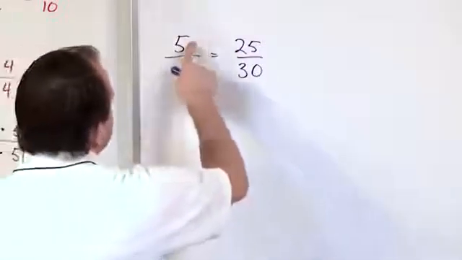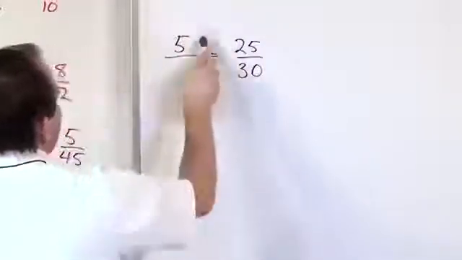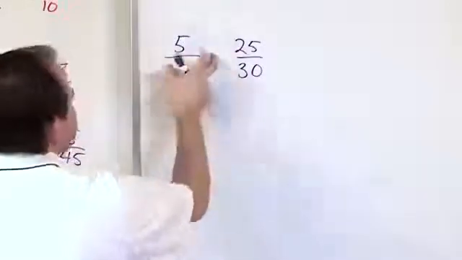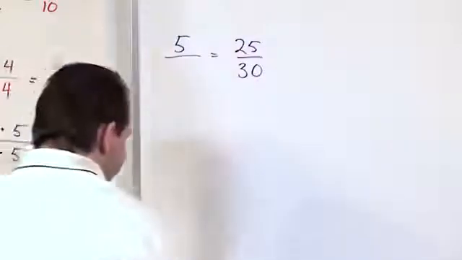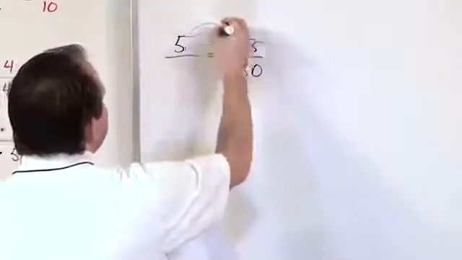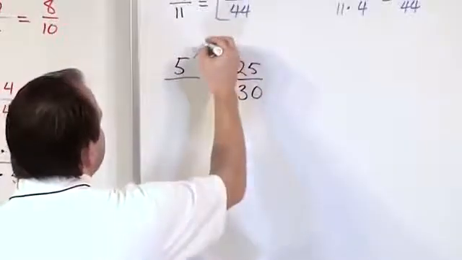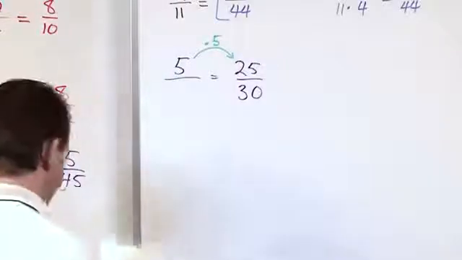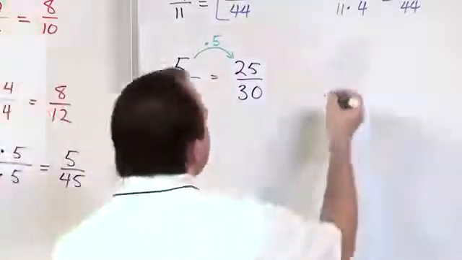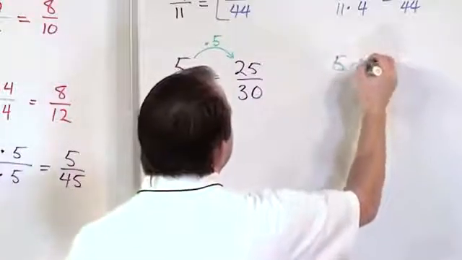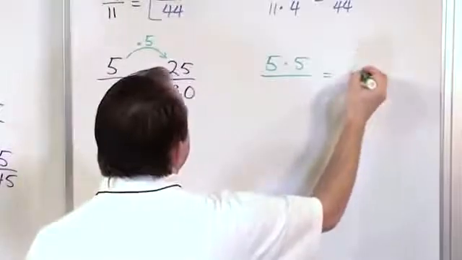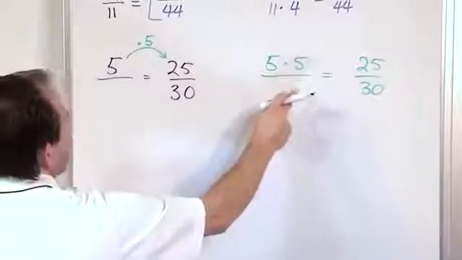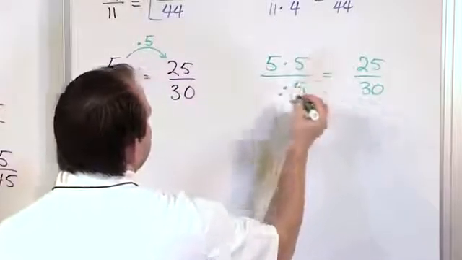We know that these two are equal. So whatever this fraction is, I need to be able to multiply it by something to give me this one over here. So I see that I have a 5 and a 25 here, and the only way that by multiplication I can get there is to multiply by 5, because 5 times 5 gives me 25. So what we're really writing down here is 5 times 5 is 25 over 30. So if I'm multiplying by 5 on the top, then I'm going to multiply by 5 on the bottom.